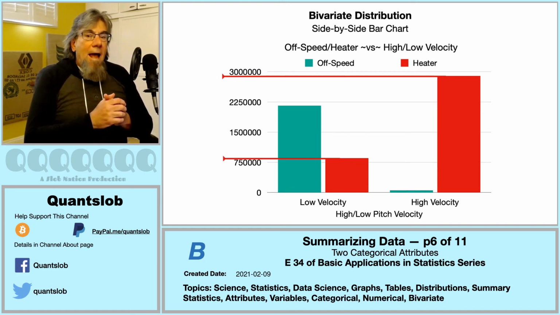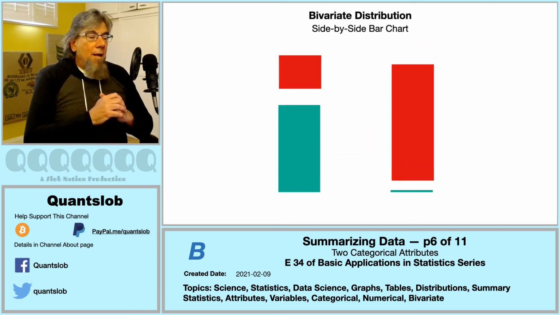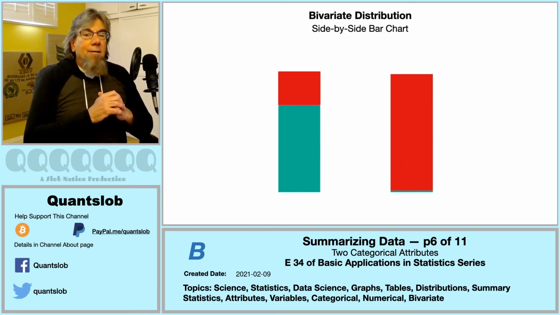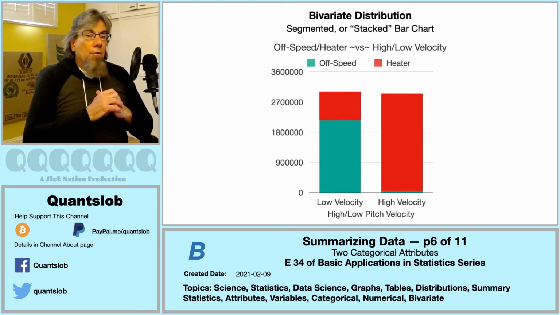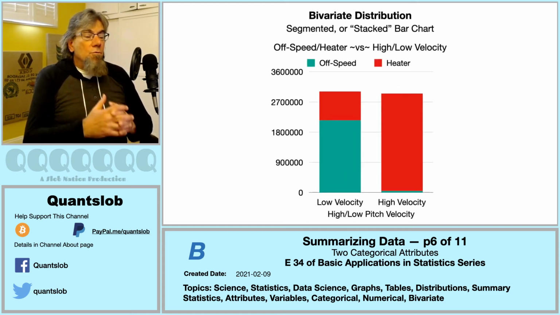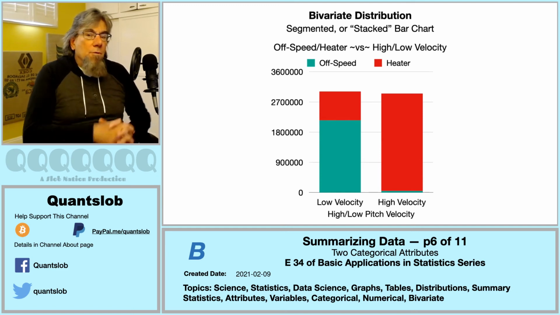We can also stack the bars like so and obtain a so-called segmented or stacked frequency bar chart. And this is also a very popular way to show the distribution of two categorical attributes.